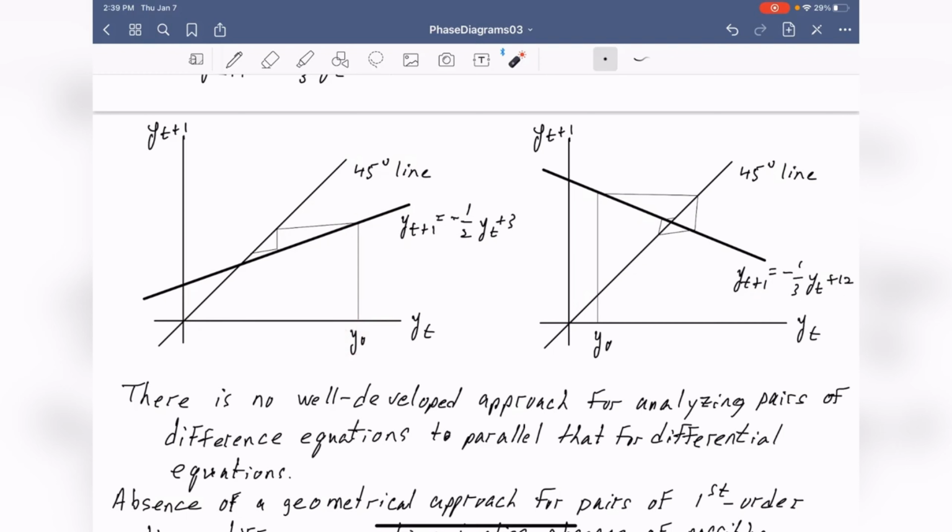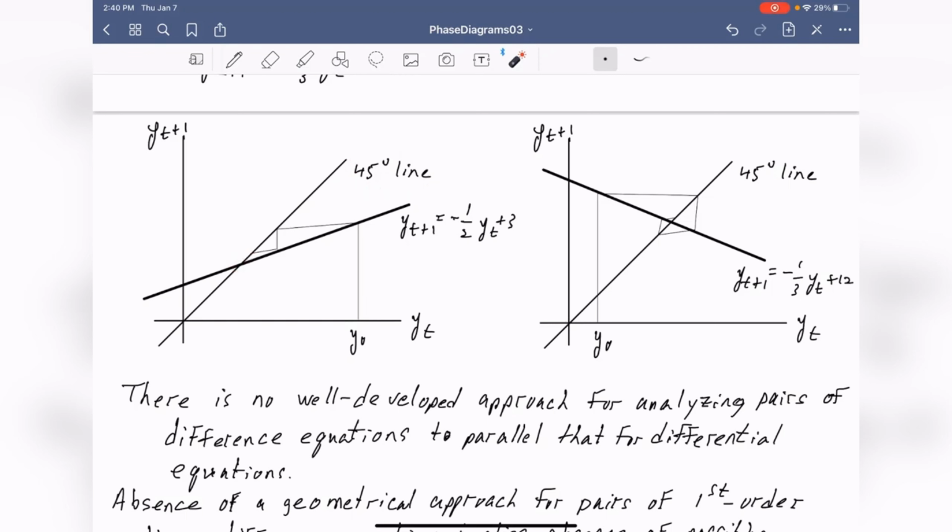We get this dark heavyset line representing our function, 45-degree line again. We start with y0, we plug that in, we get this value over here on the vertical axis. Then we plug that back into the equation, and that gives us a number here on the horizontal axis. Plug that across to the 45-degree line, and we get the vertical axis value and so forth. And what we see here is that over time, things approach this intersection between the 45-degree line and the function itself.